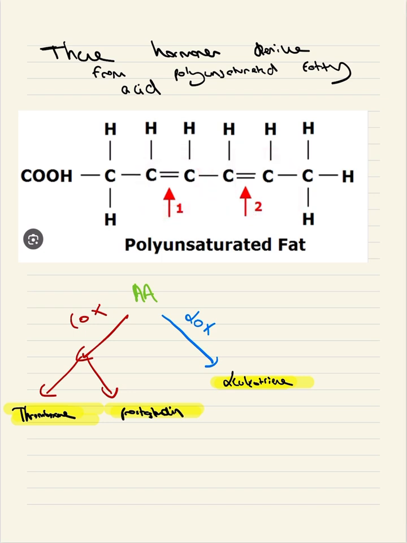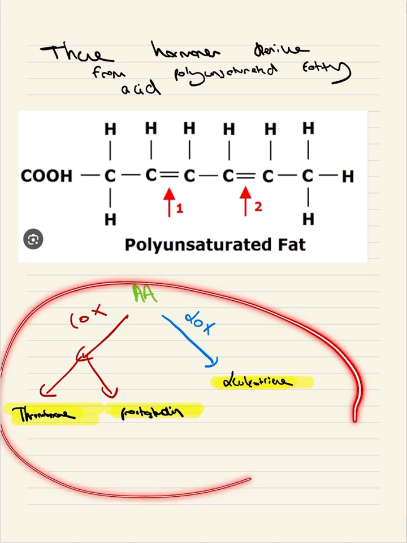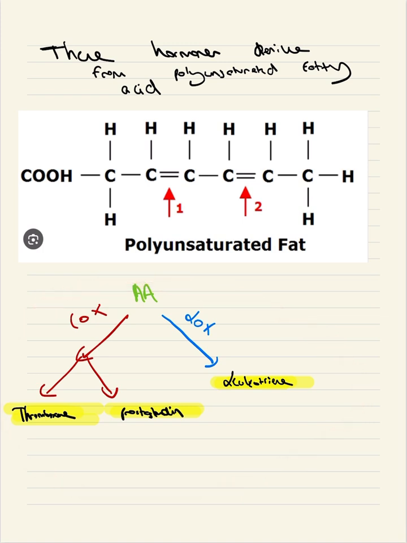And these hormones derive from polyunsaturated fatty acid, and the most essential ones are going to be your thromboxane, prostaglandin, and leukotriene. So you're going to have arachidonic acid, and you have two pathways. You have the cyclooxygenase pathway and the LOX pathway.